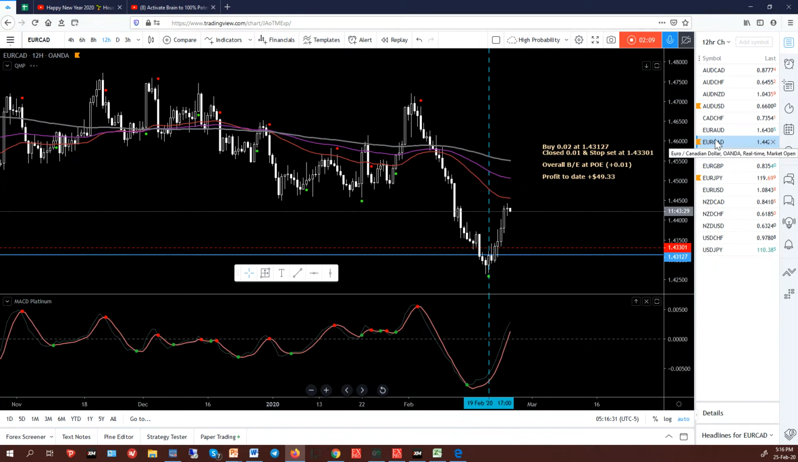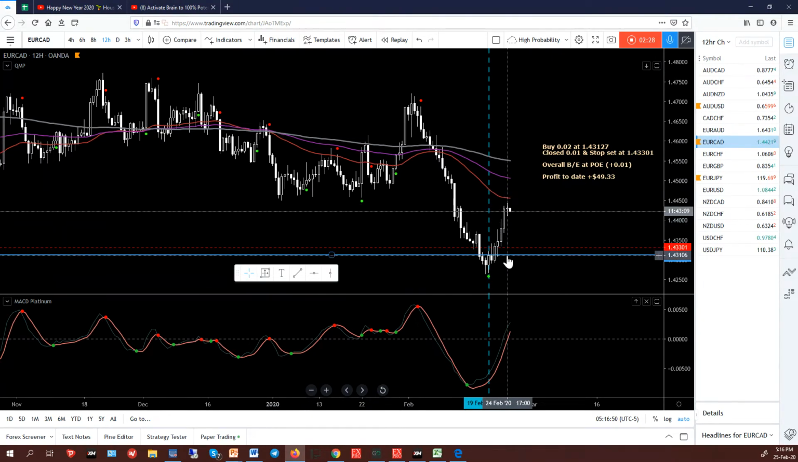EURJPY, next cab off the rank. In a buy down here, you can see the green QMP filter dot and the MACD platinum below the zero level. High risk trade going against this uptrend. These I tend to look to go into the MAs.